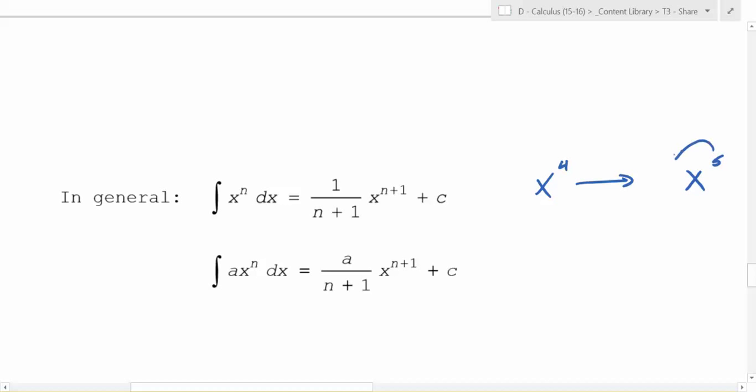Fifth, but when you bring a 5 down, you need it to cancel with 1 over 5. So in this case, n is what? 4. So then it becomes n plus 1. And what's that 5 right there? n plus 1 to cancel it out.